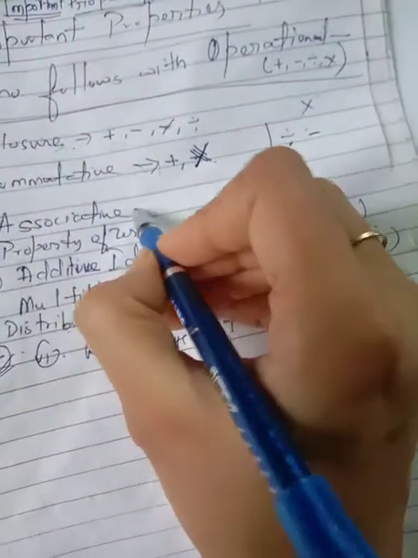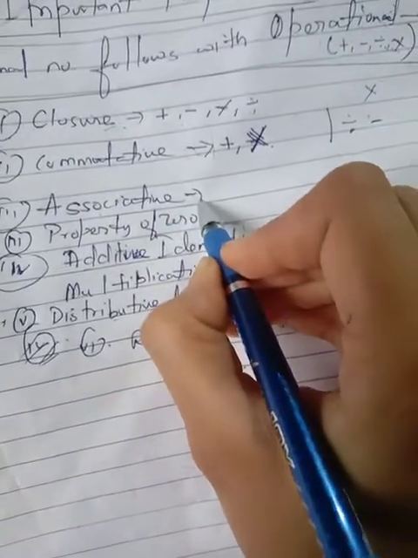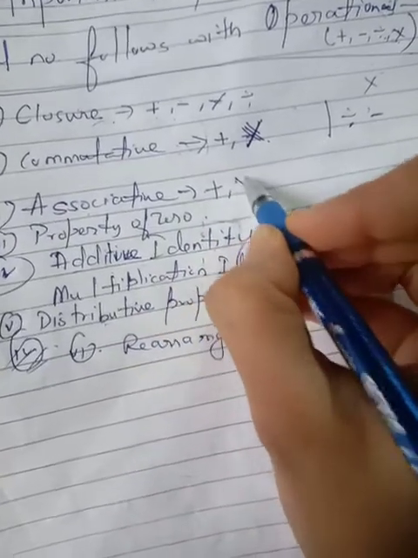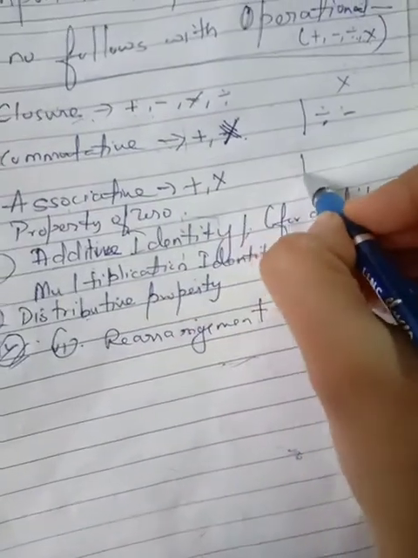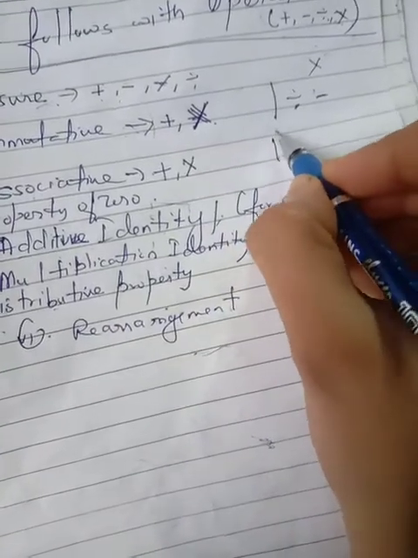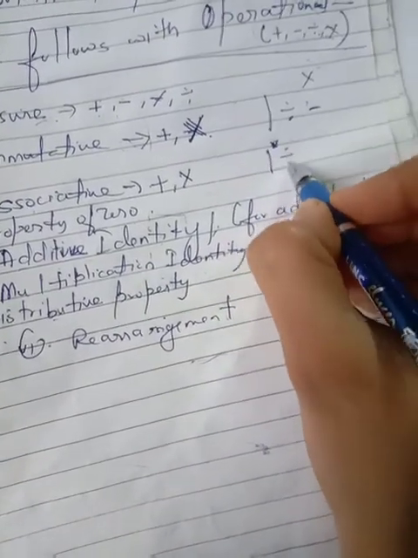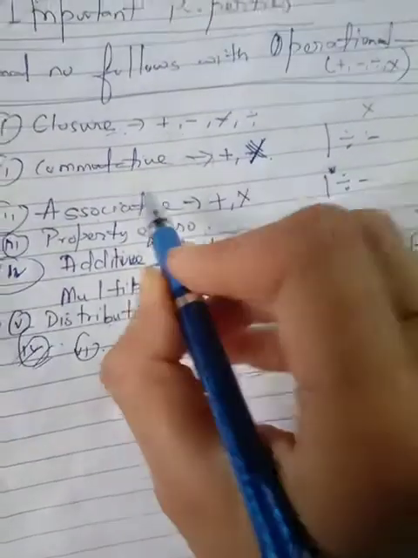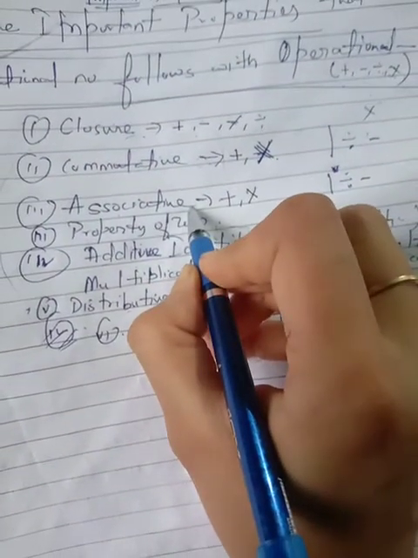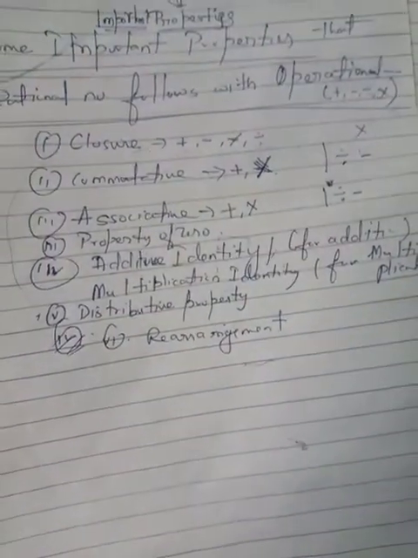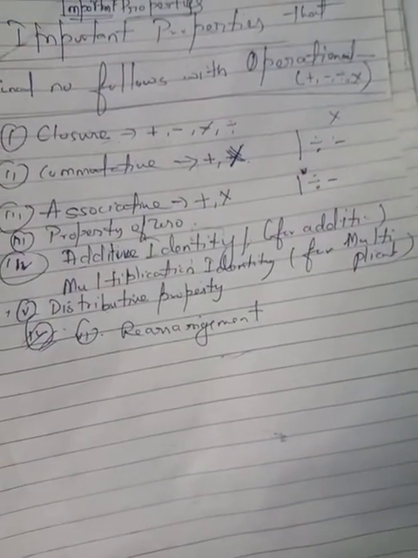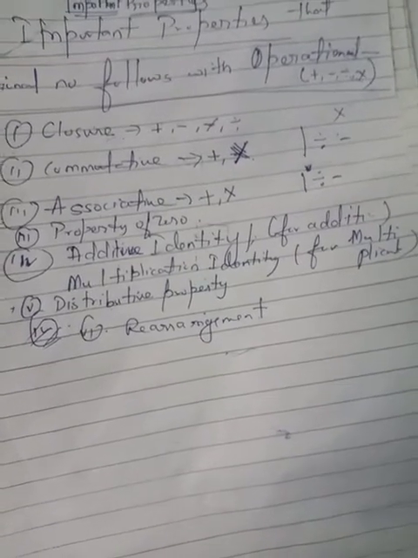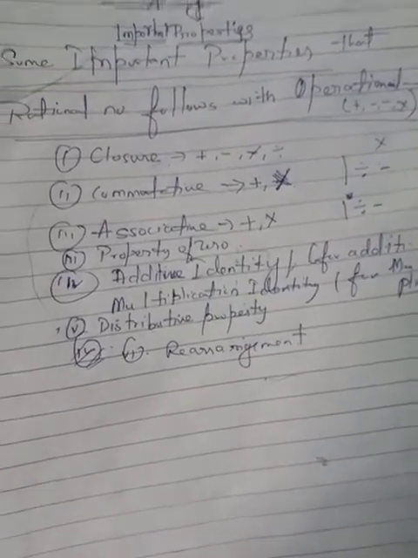For example, one more: the associative property. Addition follows the associative property, multiplication also follows, but what does not follow? Division and subtraction do not follow the associative property. In the same way, the property of zero is also different. In different cases I'll explain it in detail.